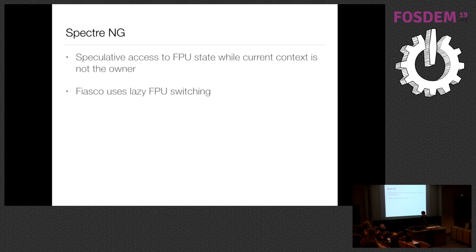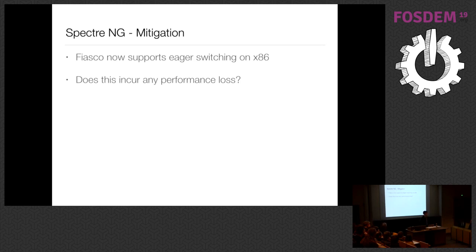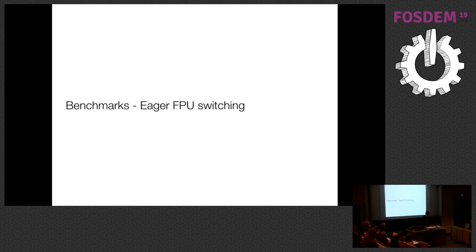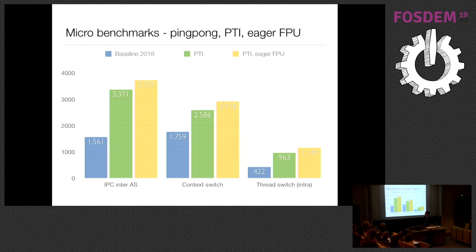And this is a sort of performance optimization because, at least in earlier times, not all threads needed the FPU, so the expensive FPU switching was avoided. The obvious mitigation is, of course, implement eager FPU switching on x86. And the question is, does that incur any performance loss? So we benchmarked that, and now we can see that we add another overhead in the micro benchmarks here. So you can see that it is basically 300 to 350 cycles extra, which is the amount of cycles you need to save the whole FPU state on this particular CPU.